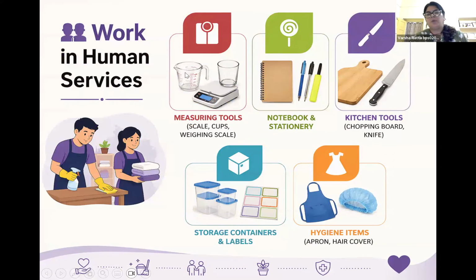Human service के अंदर what is important? See, human service में हम kitchen की बात कर रहे हैं, हम NGOs की बात कर रहे हैं. We're talking a lot about giving back to community. So if, like, this is one example, if we're talking about fireless cooking, so we'll need measuring tools. We'll need scales, cups, weighing scales, notebooks, stationery. Obviously, kitchen tools you will need because if you're cooking, you need all those utensils and chopping boards and knives and everything. So you need storage containers also.